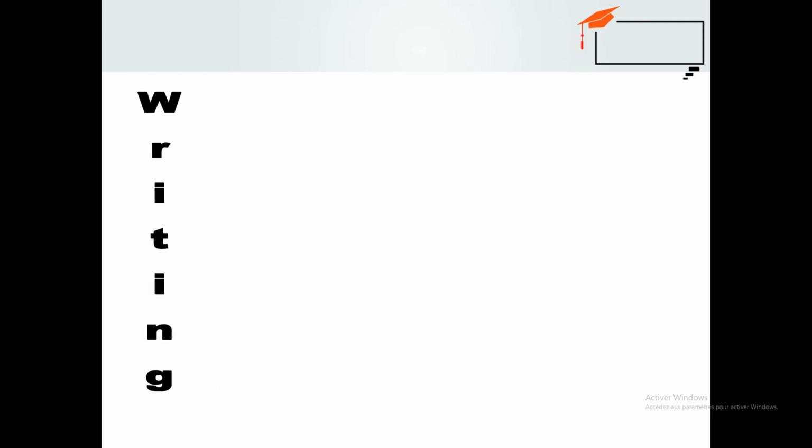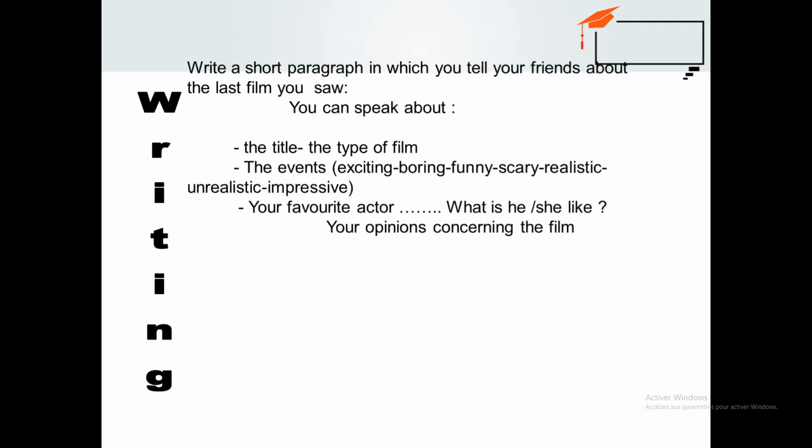So just to remind you of the last topic I gave you: write a paragraph. It's not a letter here, a paragraph. You speak about the last film. As I told you here, the title, the events. Here are some adjectives you can use to really enrich your paragraph. And then your favorite actor, what he or she is like. Your opinions concerning the film can be really positive or negative. So adjectives: exciting, boring, funny, scary, realistic, unrealistic, impressive.